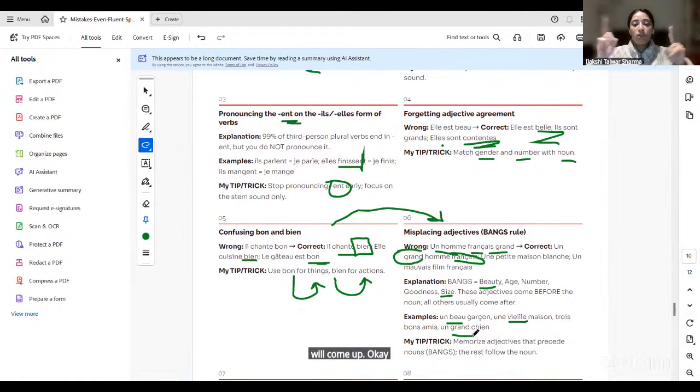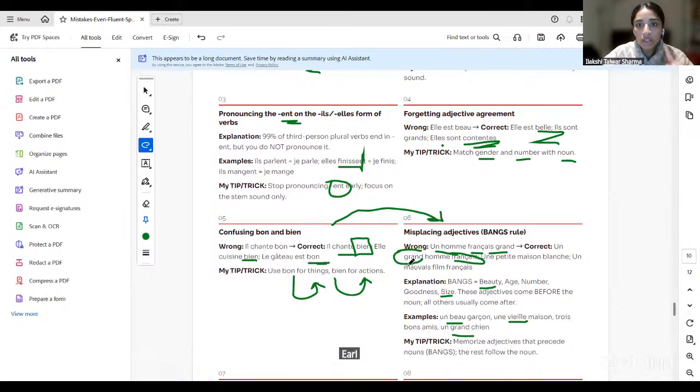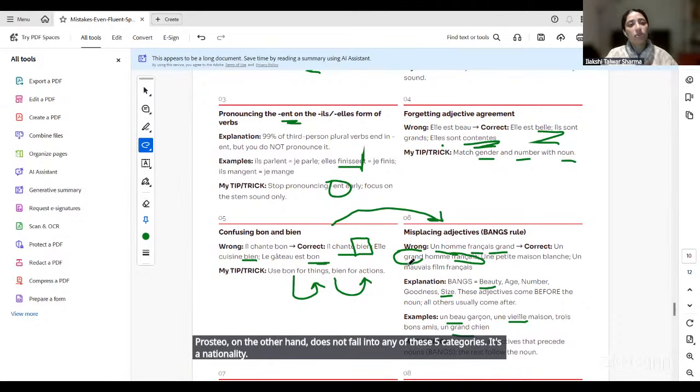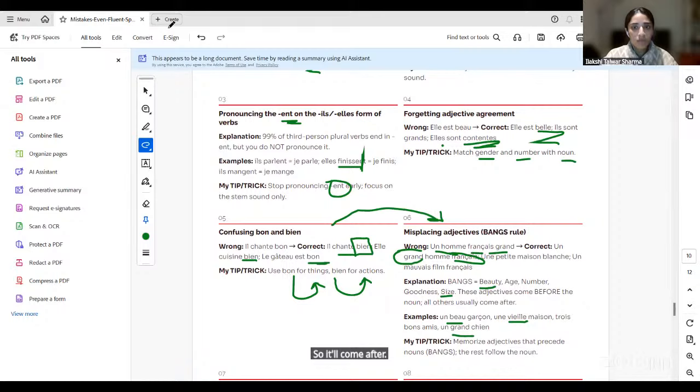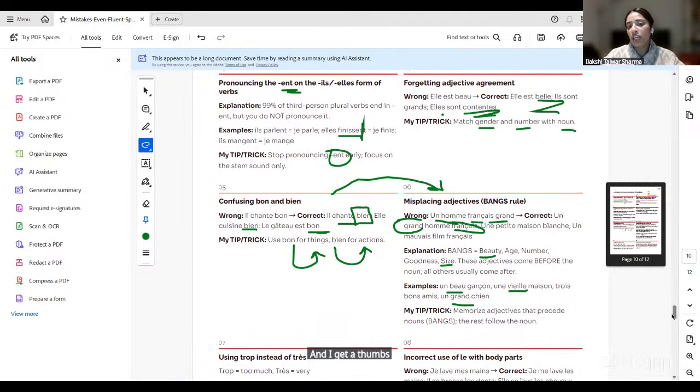So if you see this example once again, un grand homme français, grand has come before homme because grand is denoting size. Français, on the other hand, does not fall into any of these five categories. It's a nationality, so it will come after. Okay. Can I get a thumbs up on the chat to know that it's fine till here?